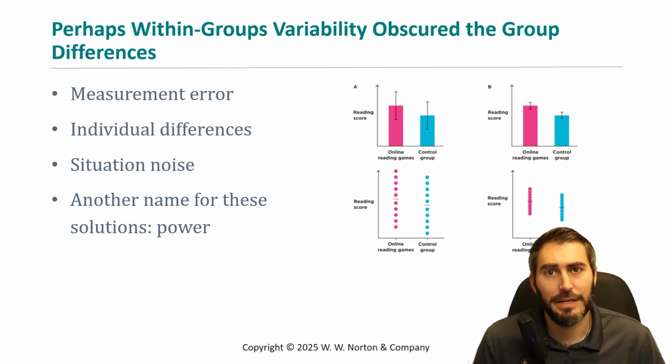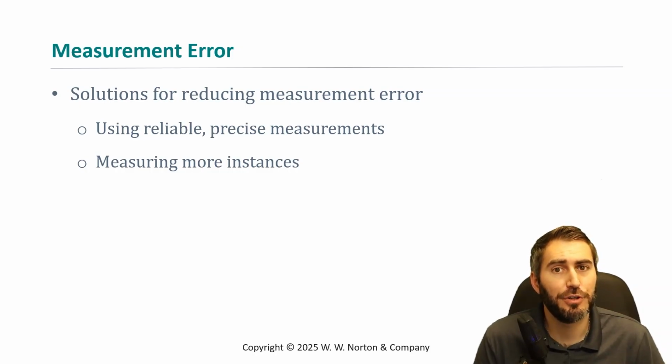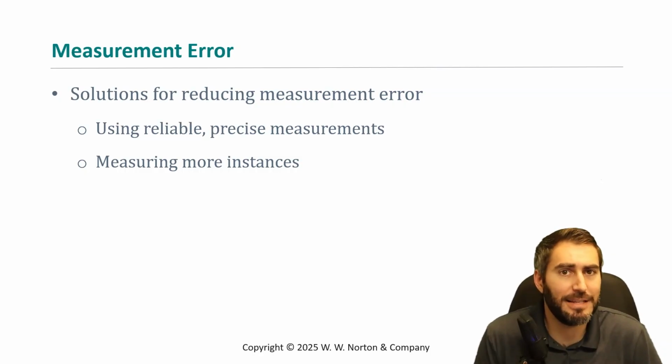Measurement error, individual differences, and situation noise. Measurement error is any factor that can inflate or deflate a person's true score on the dependent variable. For example, a man who is 160 centimeters tall might be measured at 160.5 centimeters because of the angle of vision of the person using the meter stick, or he might be recorded as 159.5 because he slouched a bit.